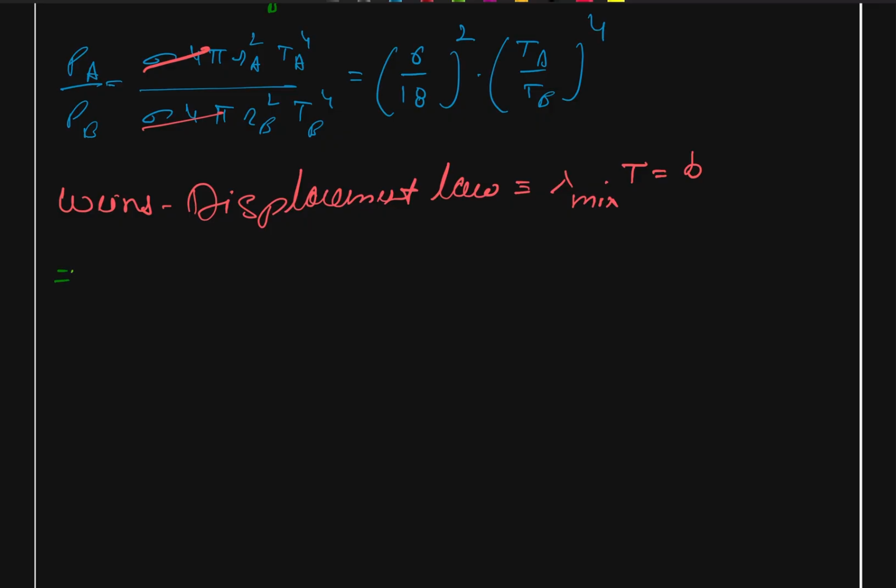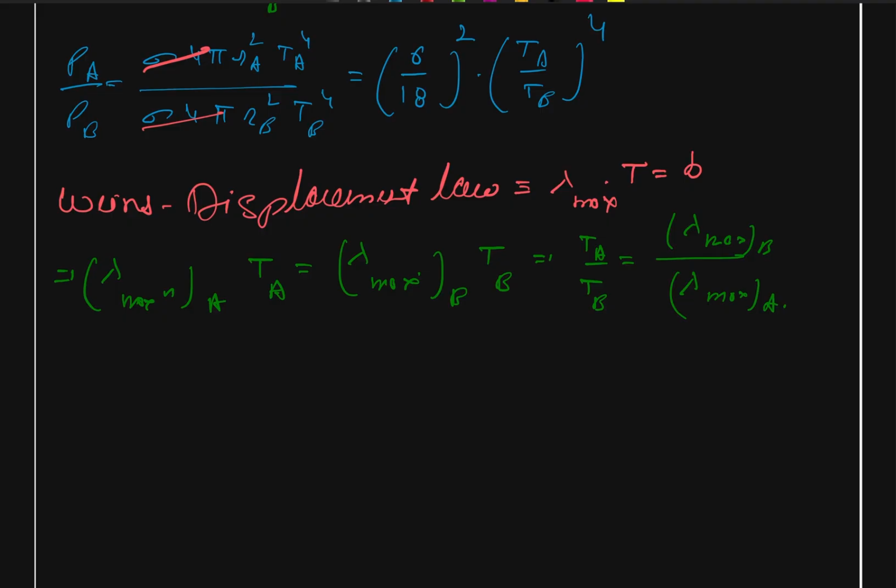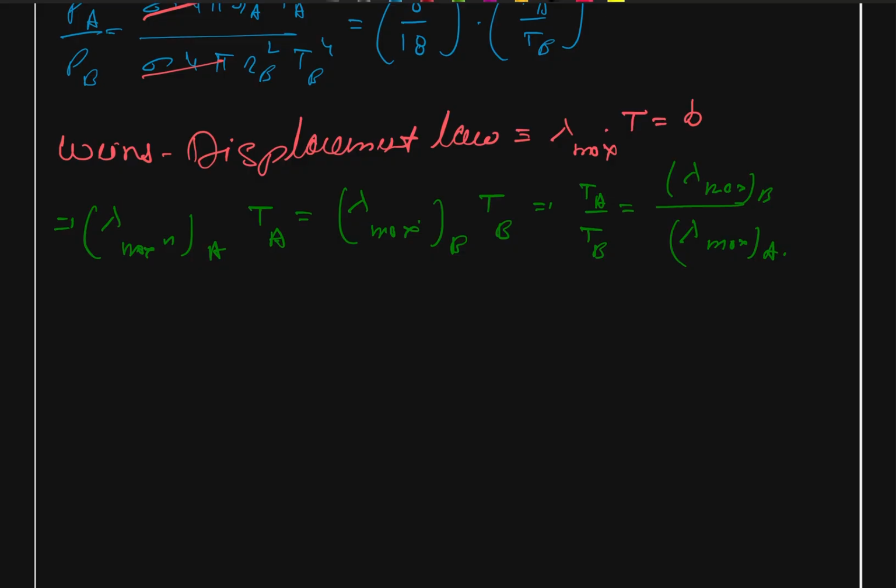Therefore we can write that lambda max for A times temperature for A will be equal to lambda max for B times temperature of B. And from here we can find the ratio T_A upon T_B will be equal to lambda max of B divided by lambda max of A.